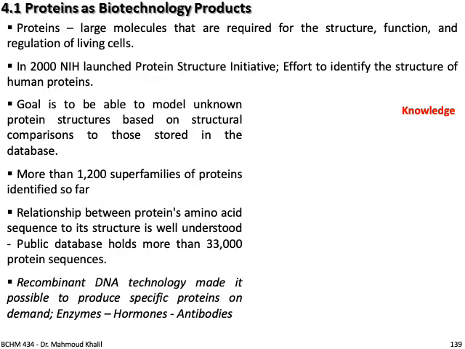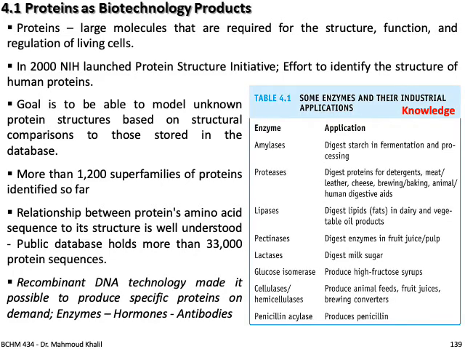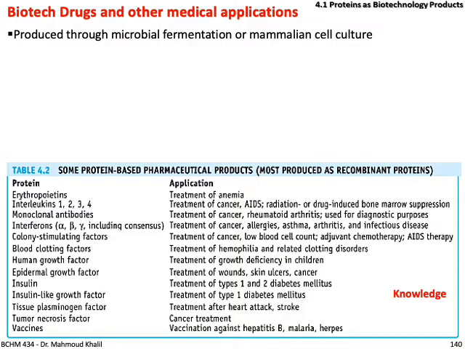Recombinant DNA technology made it possible to produce a specific protein on demand, like enzymes, hormones, and antibodies. And this table is for knowledge. You can see some enzymes and their industrial applications. This table as well is for knowledge, you can see some protein-based pharmaceutical products. Most of them are produced as recombinant proteins.